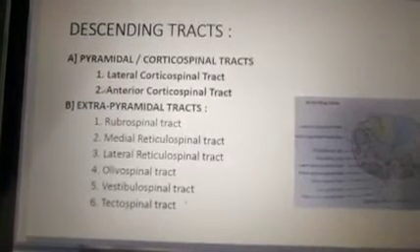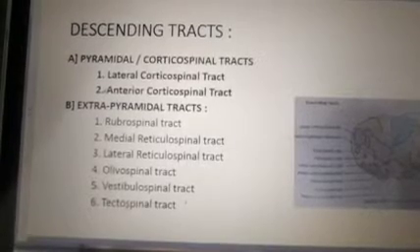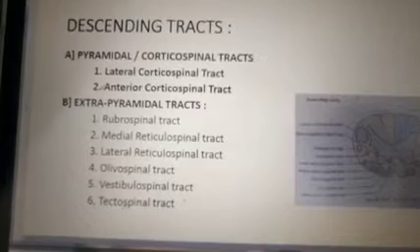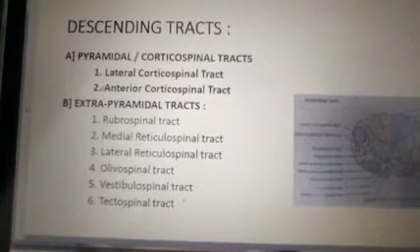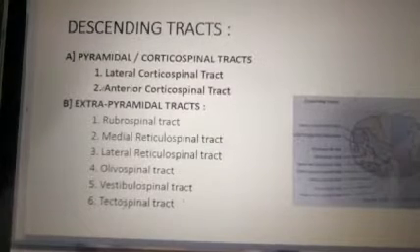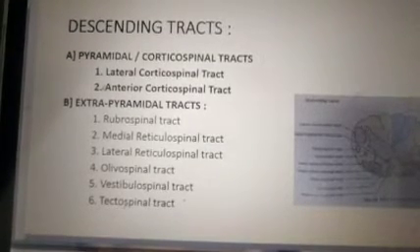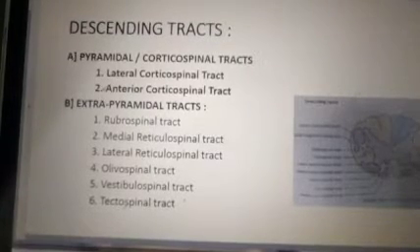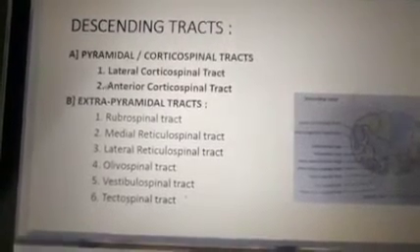Now these are the extrapyramidal tracts. So the names are as follows. Number 1 is rubrospinal tract. Number 2 is medial reticulospinal tract. Number 3 is lateral reticulospinal tract. Number 4 is olivospinal tract. Number 5 is vestibulospinal tract. And number 6 is tectospinal tract.